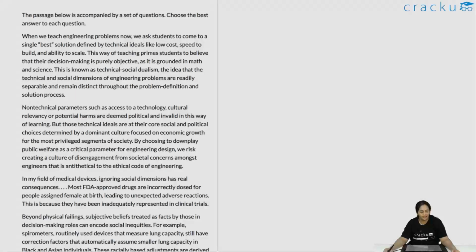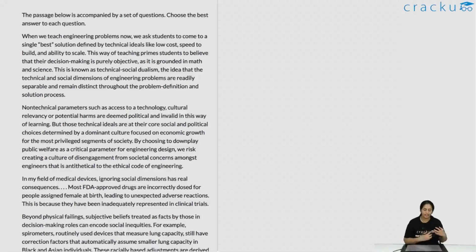I am Sayali Kal. In this particular reading comprehension passage, we have a passage about how engineering should not just look at engineering problems objectively, but also should consider the social implications of what they are trying to build. So let's take a look at the passage. We'll go paragraph by paragraph and then take a look at the questions.